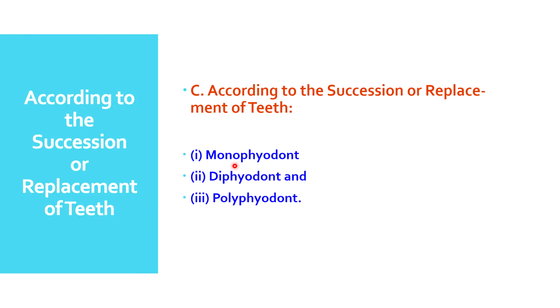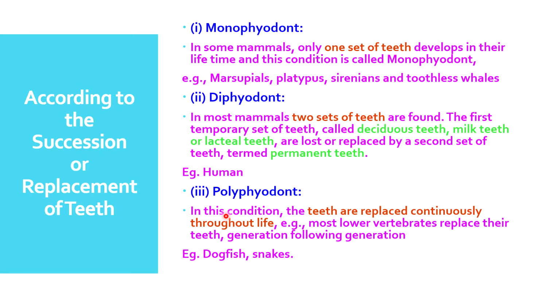According to the succession or replacement of teeth, three different types are found: monophyodont, diphyodont, polyphyodont. Monophyodont means that during a lifetime, the mammal has only one set of teeth. Only one set of teeth is developed during its lifetime, and this condition is called monophyodont. Marsupials, platypus, etc. are some examples of monophyodont teeth. They have only one set of teeth in a lifetime.